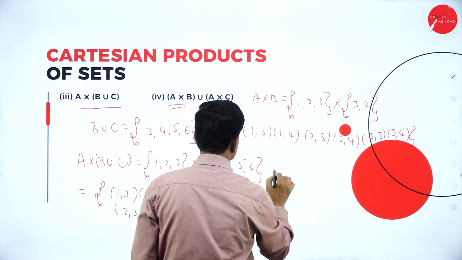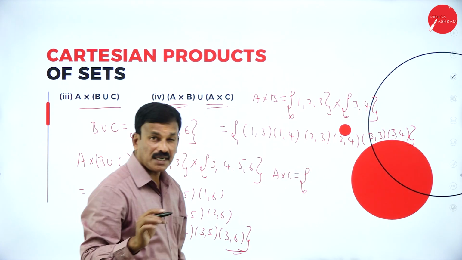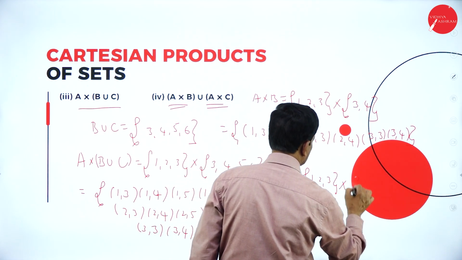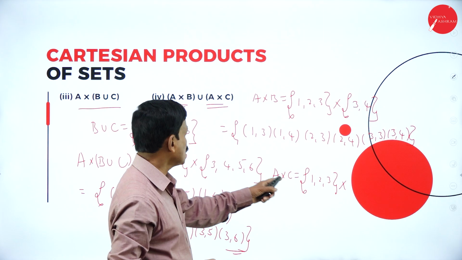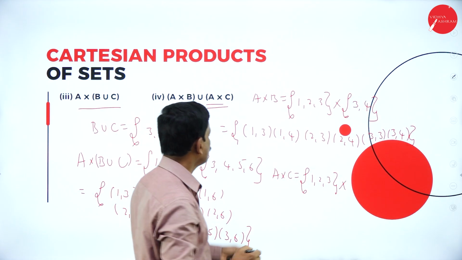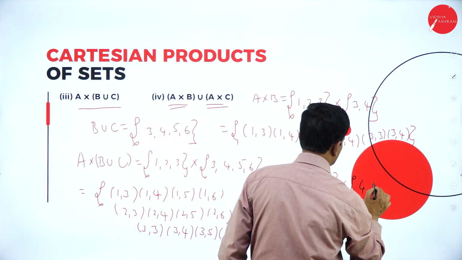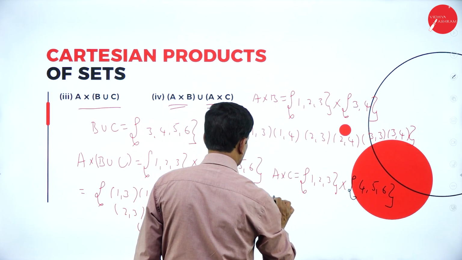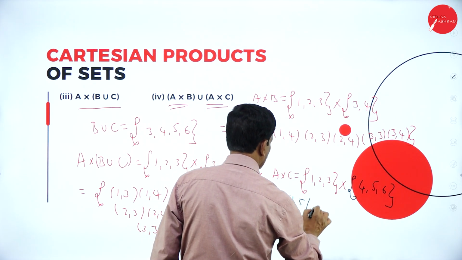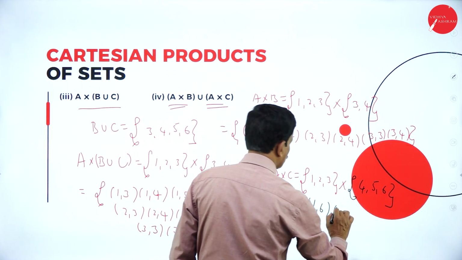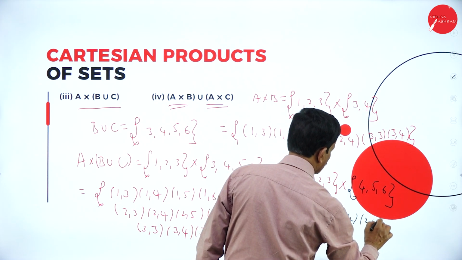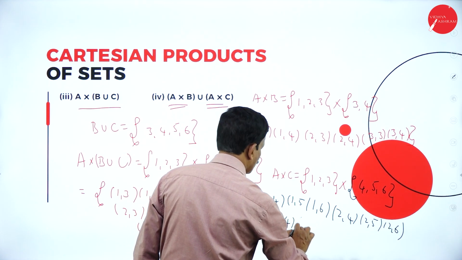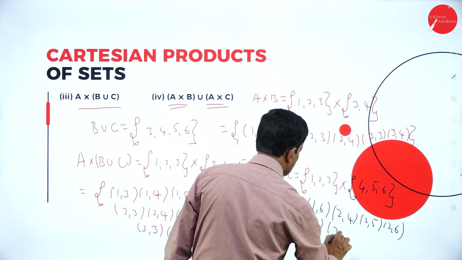Right. Next, A cross C. What is A? A contains 1, 2, 3, cross product of C. What does C contain? C contains 4, 5, 6. Now, what is this equal to? (1,4), (1,5), (1,6). Again (2,4), (2,5), (2,6), then (3,4), (3,5), (3,6).